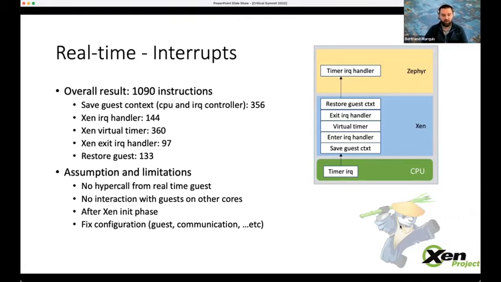In general, there are lots of conditions which could impact this number of instructions. So to come down to this number, we took some assumptions and came up with some limitations. The real-time guest must not use any hypercalls. If the interrupt occurs while we are handling a hypercall in Xen, there would be some extra time needed to finish this hypercall before handling the interrupt. No interaction with guests on other cores. If during this process, a guest on another core is sending a cross-core interrupt, this would make Xen do more operations.